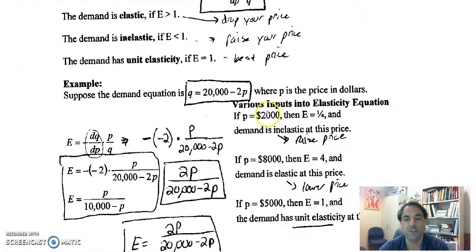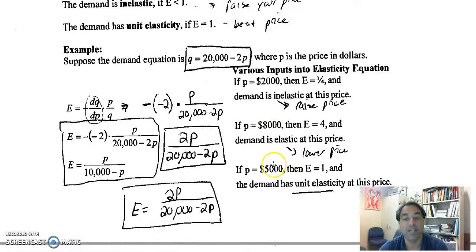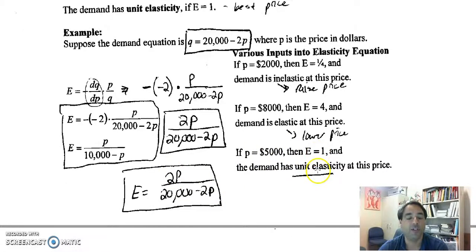So 2,000 was too low, 8,000 was too much. Let's say we get lucky and we plug in 5,000. Plug in 5,000 for P, and our output is 1. That is our best price to maximize revenue.